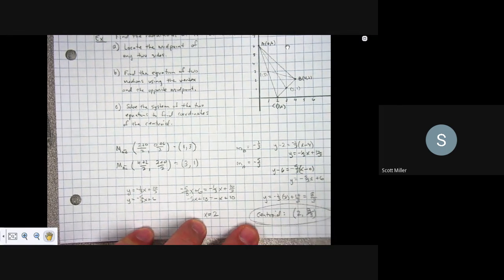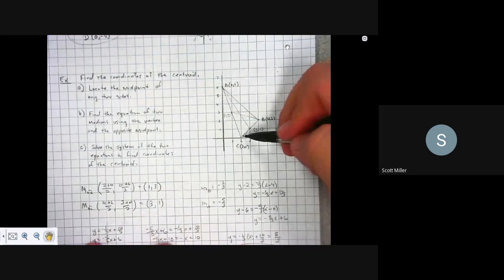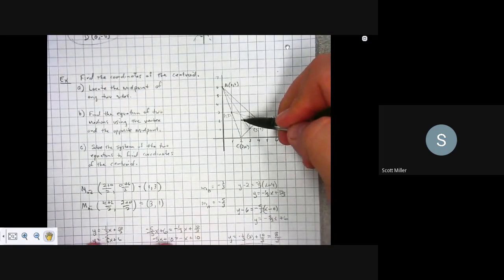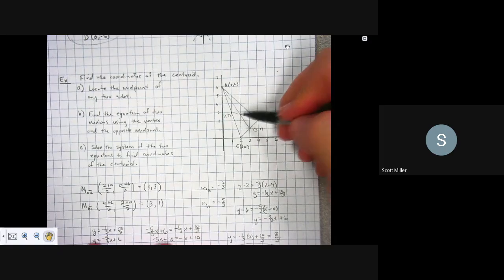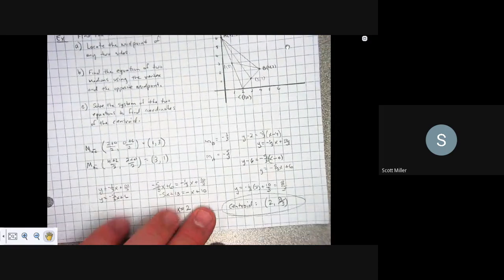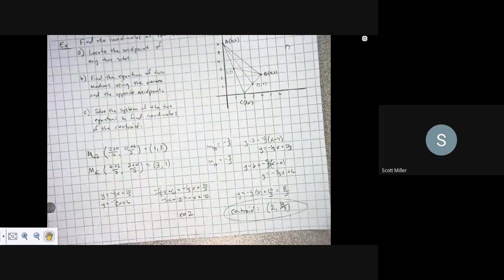Now let's see if we're close. This right here is 2 2/3, so about 2/3 of the way up. Yeah. And so it's at 2, and it's at 2 2/3. Sure enough, that is my answer. There's my centroid. Okay. So these are some things that you'll be asked to do.